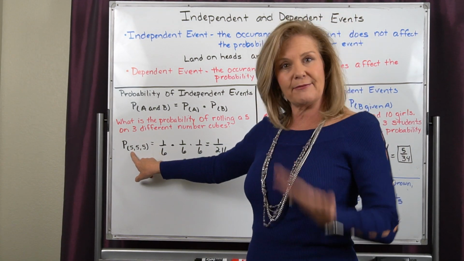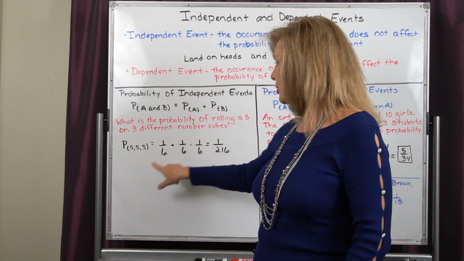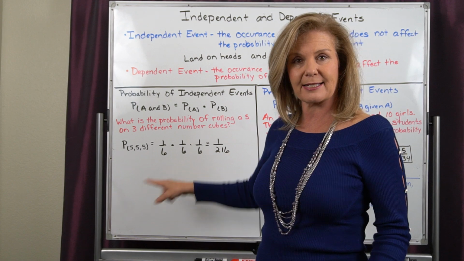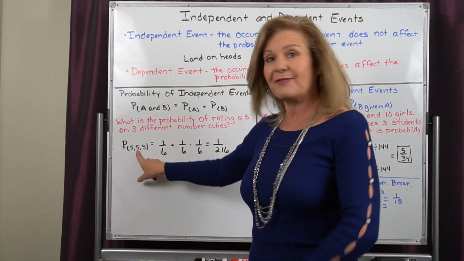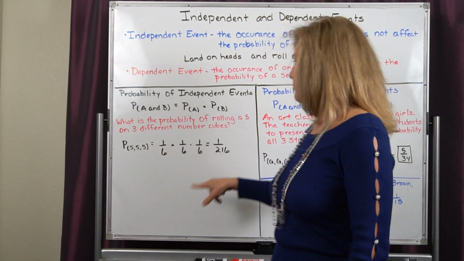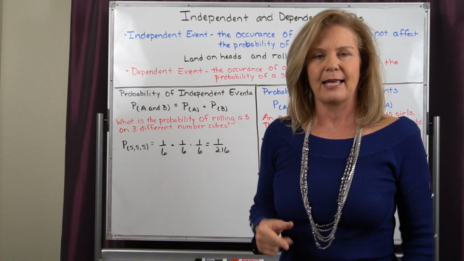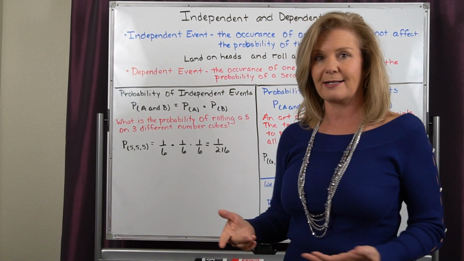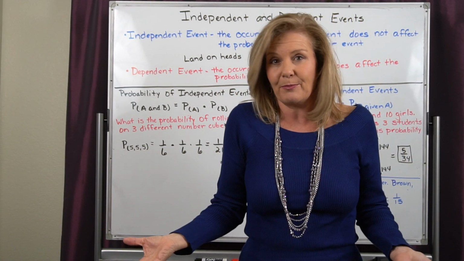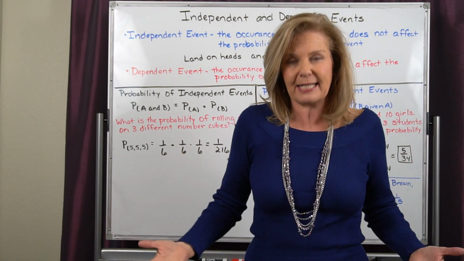Well, the probability of getting a 5 on the first number cube would be 1 out of 6 because I have 1 five out of the 6 numbers. The probability of getting a 5 on the second number cube would be 1 out of 6. And the probability of getting a 5 on the third number cube would be 1 out of 6. Now remember, it's 3 different number cubes. They cannot affect each other.